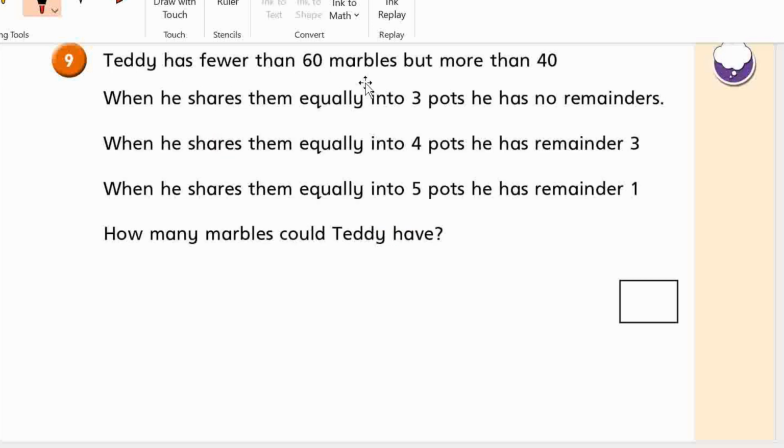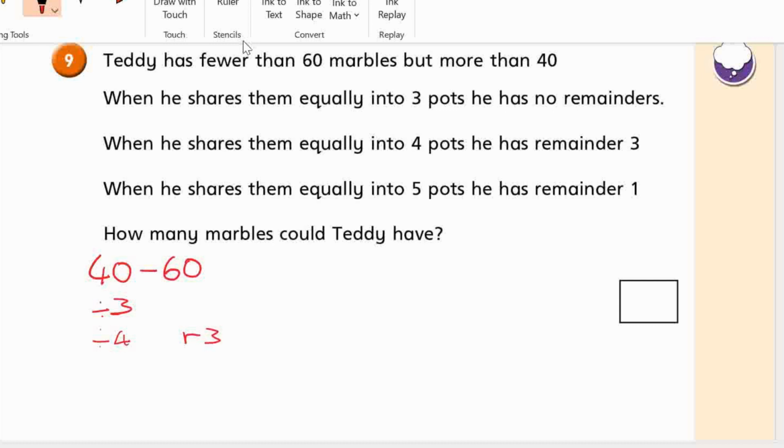Teddy has fewer than 60 marbles, but more than 40. Okay. When he shares, so maybe I should write this down. So he has between 40 and 60 marbles. That's not meant to be a minus sign in this case, it's meant to be a hyphen, so 40 to 60 marbles. When he shares them equally into 3 pots, he has no remainders. Okay, so it's a multiple of 3. Okay, so it can be divided by 3, the number. When he shares them equally into 4 pots, he has remainder 3. So if you divide by 4, it will have a remainder of 3.